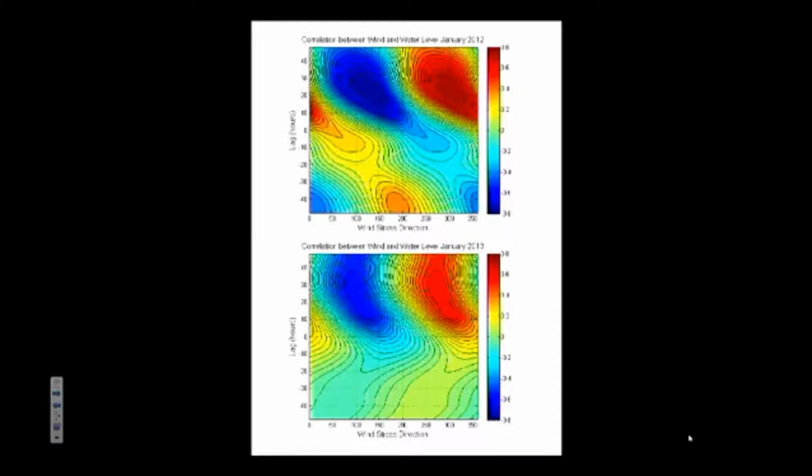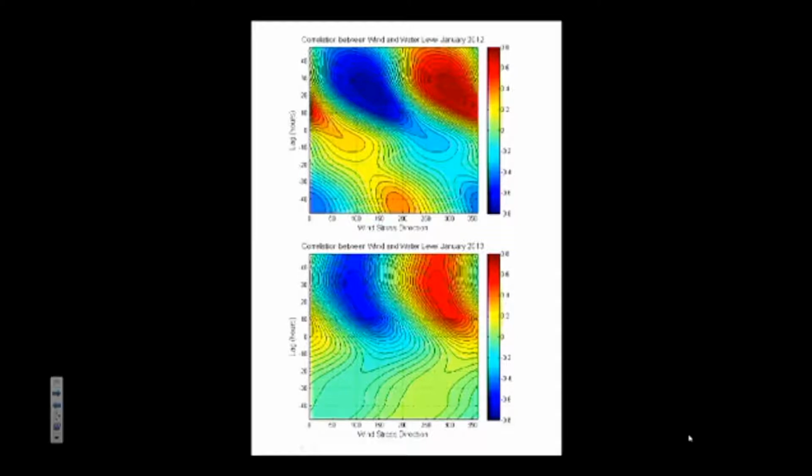So these are some interesting correlations between surge and wind, and they're similar to the figures that Charlie showed. The top one is for January 2012, and what's drawn here, on the horizontal axis, is wind direction. So for, say, 50 degrees, this means a wind blowing towards 50, and contoured is the correlation from minus 0.8 to 0.8.